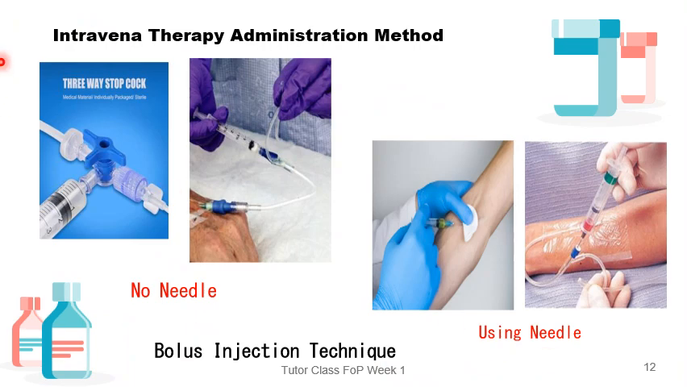Next one is the intravenous therapy administration method. So you have what we call a three-way stopcock. The one with the blunt end, the one without the tip, is the one that is stopping. So if you see it like this, it means it's open in each way. You don't use a needle, you just use the three-way, and then there's the stop for everything. And if you're going to give an injection using a needle, it can be like this or even to the side of the three-way like this. This is a bolus injection technique.